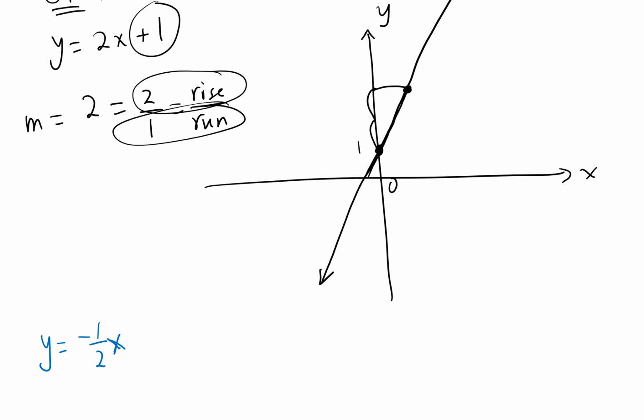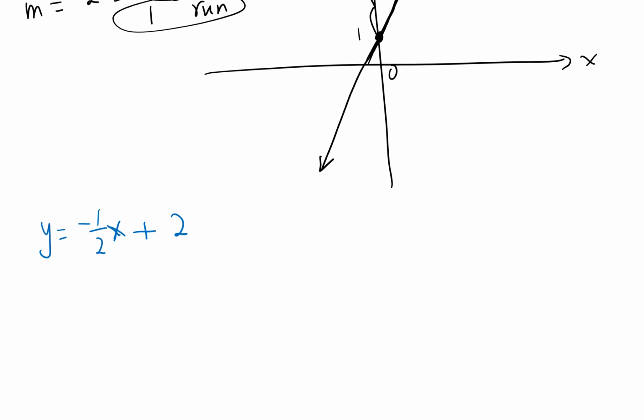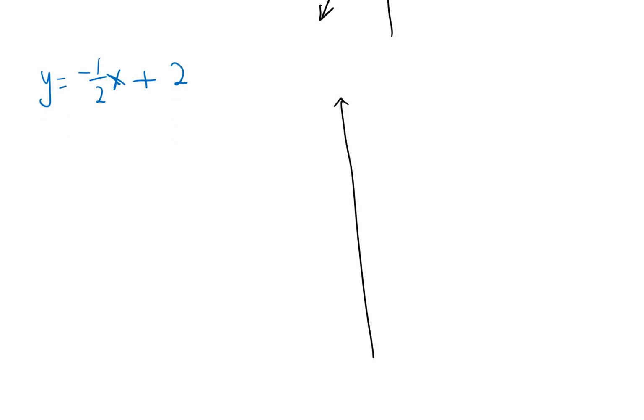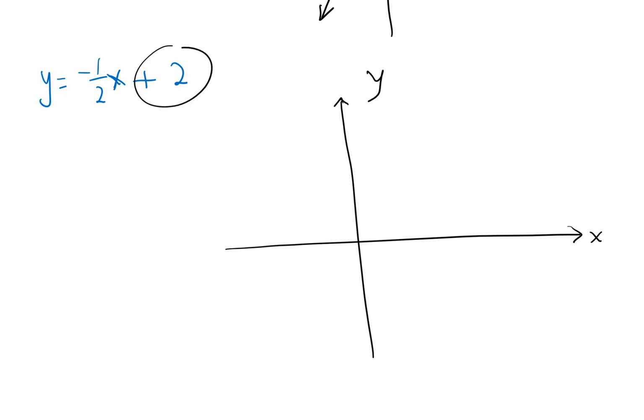I'm going to give another one: y equals negative 1/2 x plus 2. We're going to graph this one using the second method. We always start with the y-intercept, which is positive 2, so 2 steps up. Then we have the slope, which is negative 1/2. The top is negative, so you go down 1, and the run is 2, so 2 steps to the right side. Connect them.